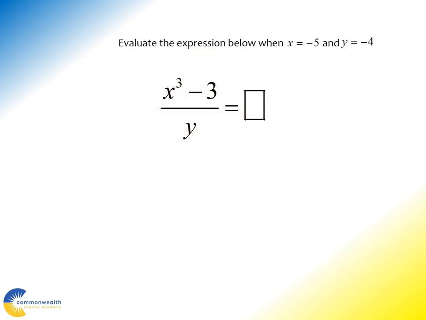Good job, that was correct. So let's try another version of this situation where you substitute values into an expression. Evaluate this expression when x is -5 and y is -4. And you have x cubed minus 3 over y. So give this a try, and we'll go through it if you need it.